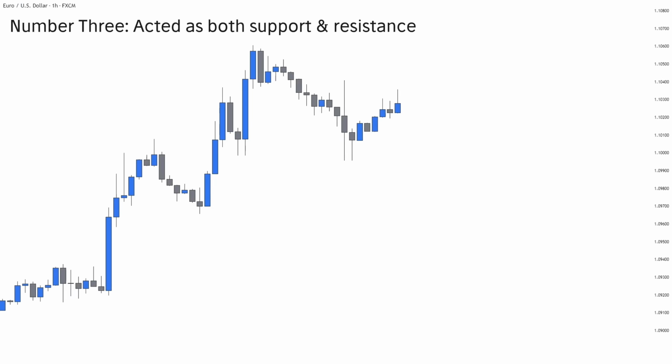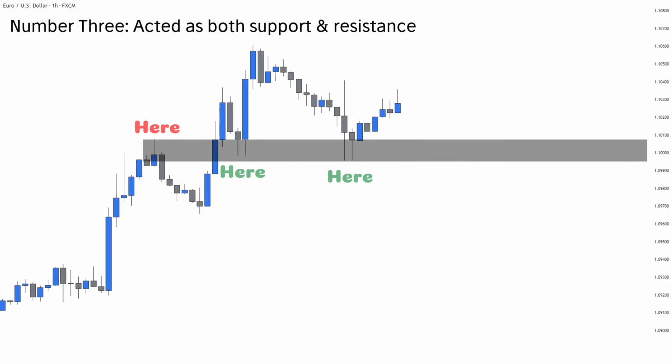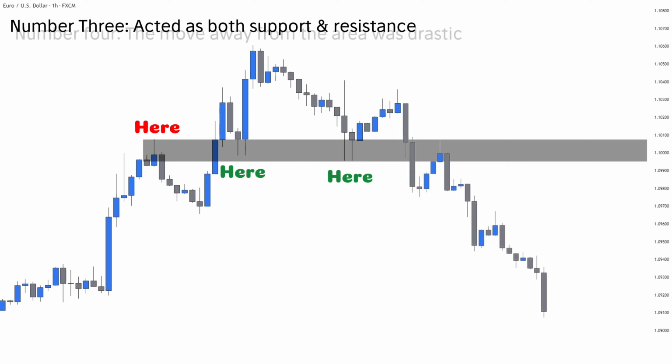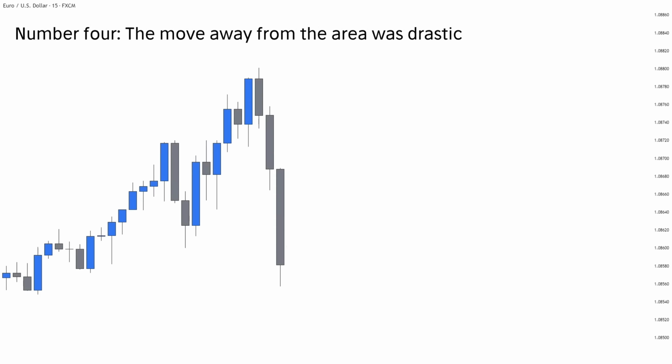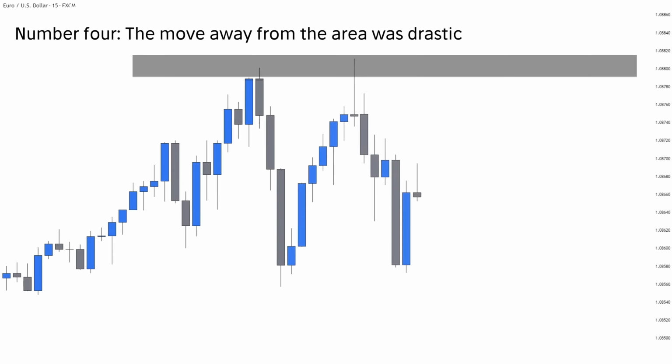Number 3, acted as both support and resistance. If a level of market structure has acted as both support and resistance previously, it increases the probability for the price to reject this level again. Number 4, the move away from the area was drastic, meaning that not a tiny reaction but a true reversal. The deeper the return from a level, the more important that level is.